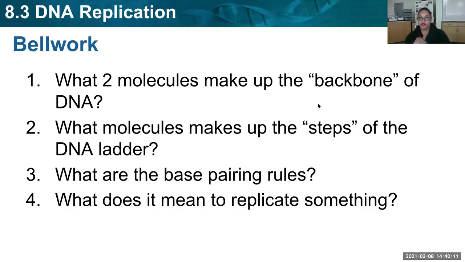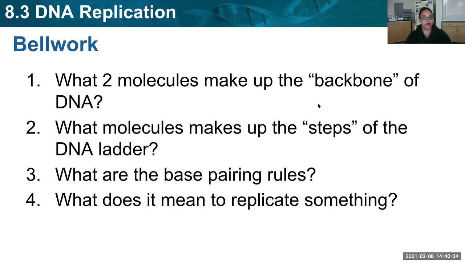If you're holding the ladder, which part are you stepping on? The A, T, C, and G, the nitrogen bases. Good. And what are the base pairing rules? What goes with what? Which letters stick with each other?